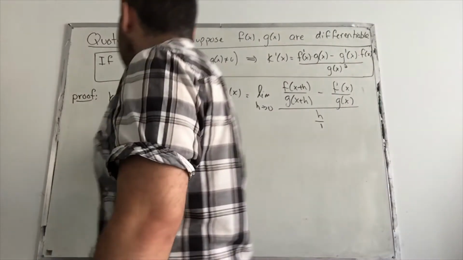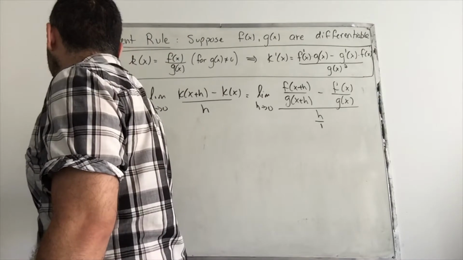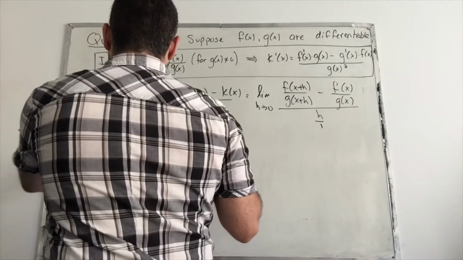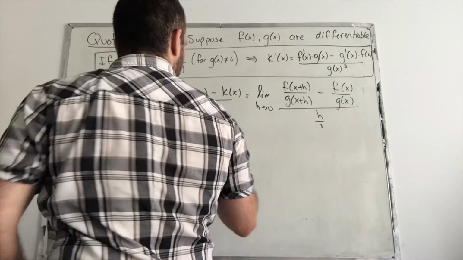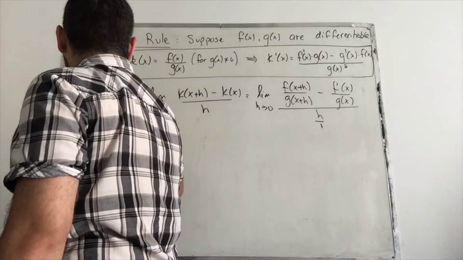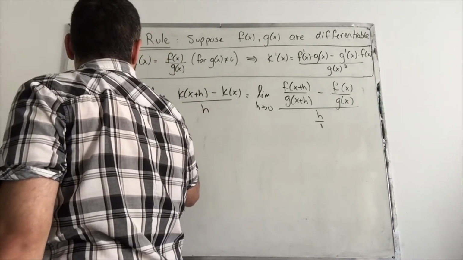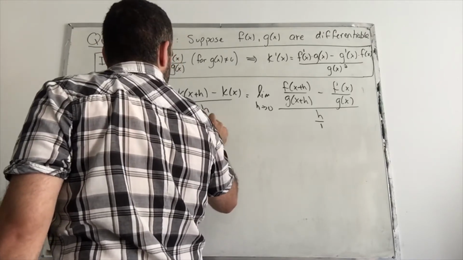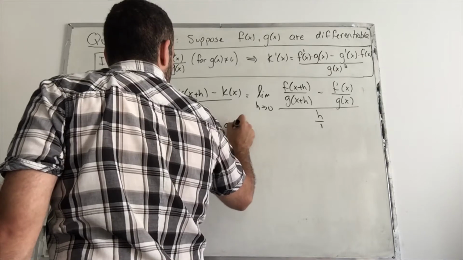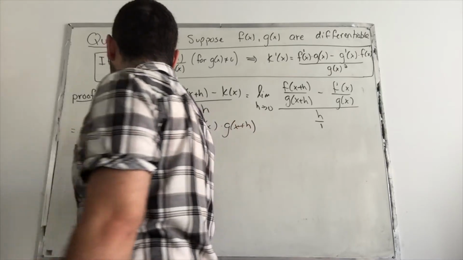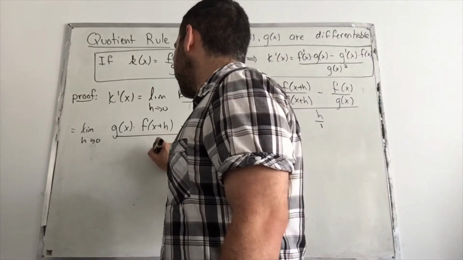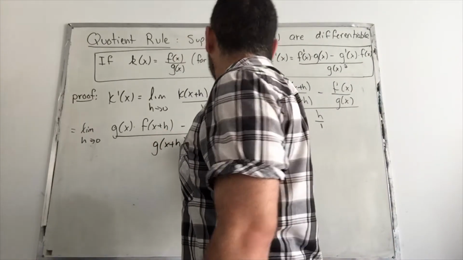So we could rewrite this as the limit as h tends to 0 of g of x times f of x plus h minus f of x times g of x plus h, all this over g of x plus h times g of x.